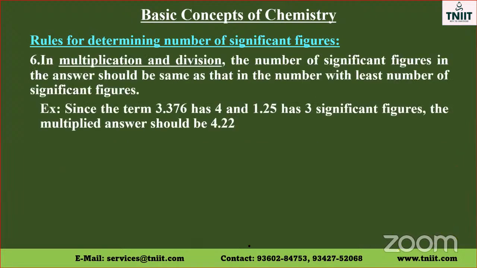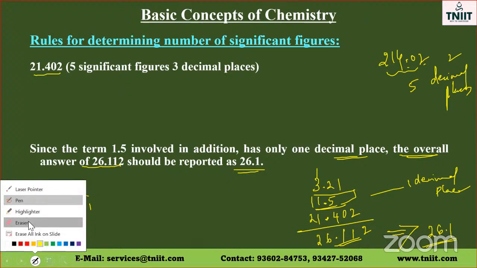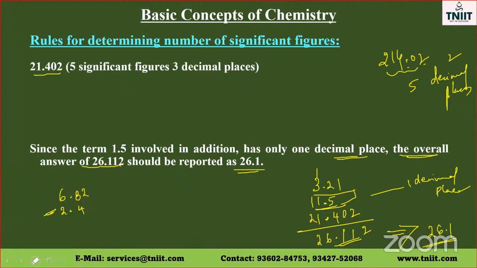Now the 6th rule, and subtraction also same. Subtraction also same. We'll take one example for subtraction here. Maybe we'll take a bigger number, 6.82 minus 2.41 minus 4.21. 4.2. We'll not take 1. We will take 4.2 because the decimal place becomes same.